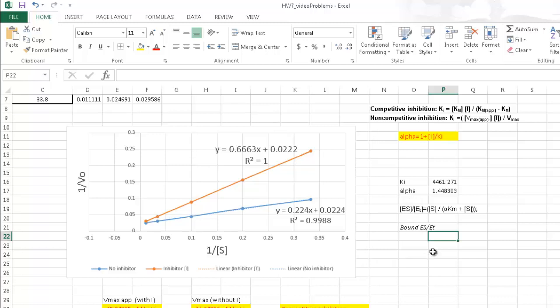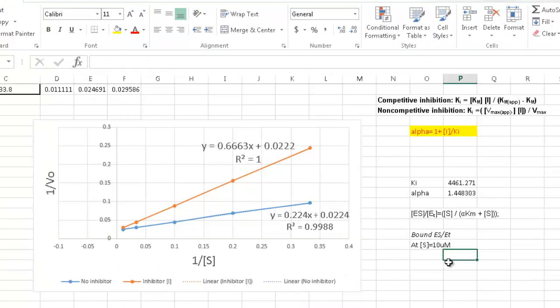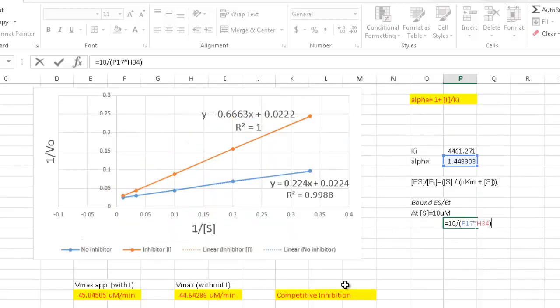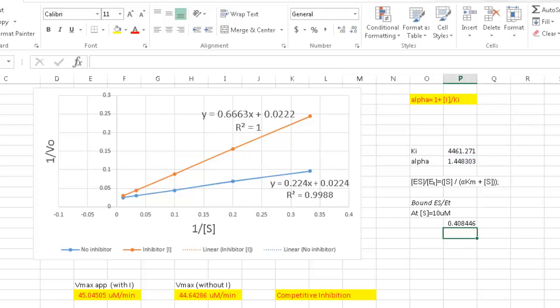Let's plug that in here. Our substrate concentration is going to be 10 micromolar, and so we'll plug it in. So our substrate concentration is 10 divided by our alpha value times Km. Our Km is this value here, and we want to add that plus our substrate concentration, which is 10. I want to just add an extra layer of parentheses, get my math correct, and this is our bound enzyme in the form of enzyme substrate. So about 41% or so of the enzyme is in the form of the enzyme substrate complex.